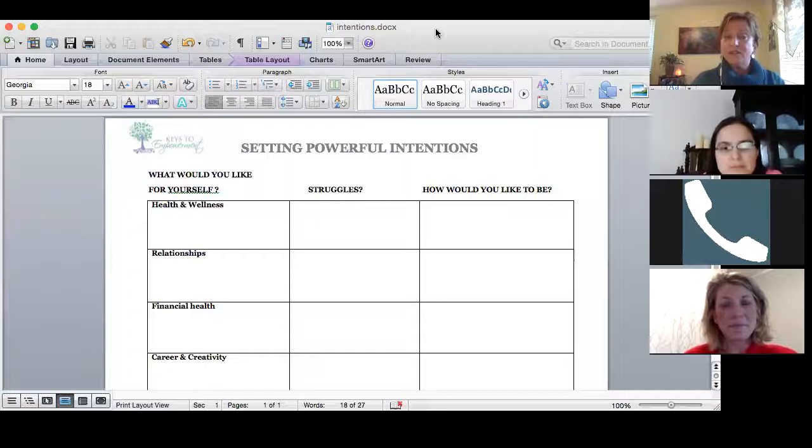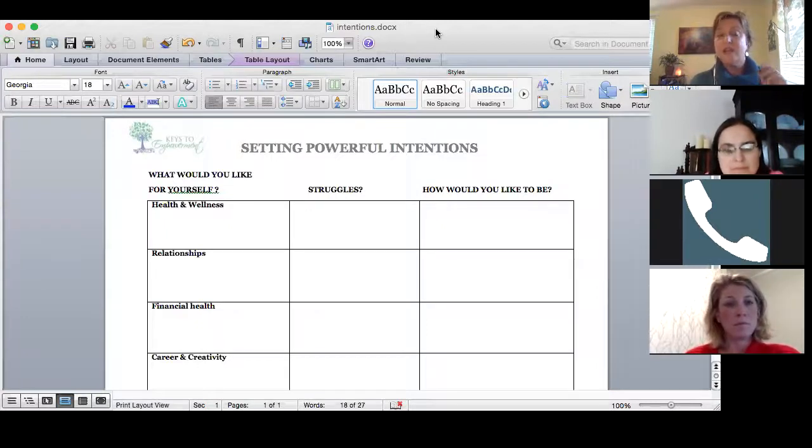And the first column says, what would you like for yourself? We're going to be going over that in just a moment, primarily in those four areas, with the first area being health and wellness. So that's going to be running down the left-hand side. And actually, when I send out the recording, I'll send this little handout along with it.